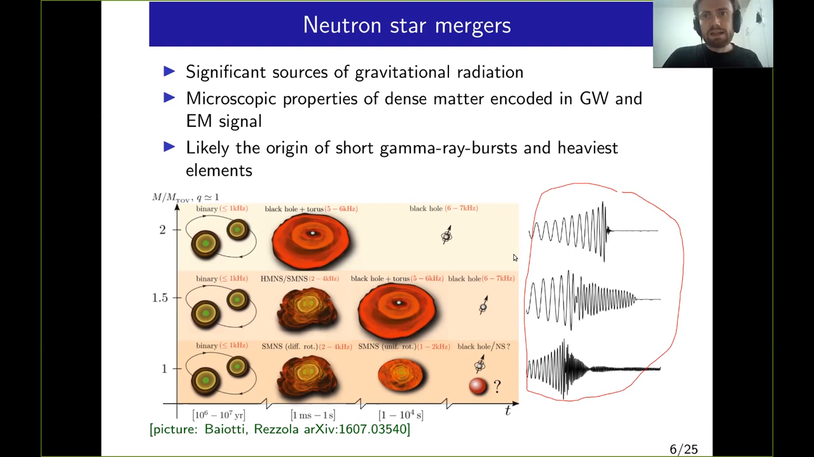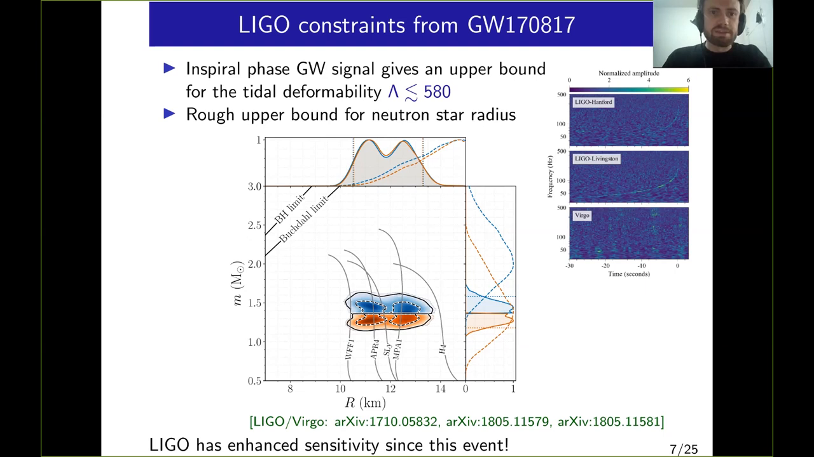And as I said, there is already one event of neutron star merger which has been observed, and they observed the in-spiral phase gravitational signal. I'm showing here on the right-hand side the raw data from the experiment, so you can see the signal. And this sets an upper bound to a parameter called the tidal deformability. This parameter measures how much the neutron stars deform in the in-spiral phase under the very strong gravitational field. And this, on the other hand, gives a rough upper bound for the neutron star radius.